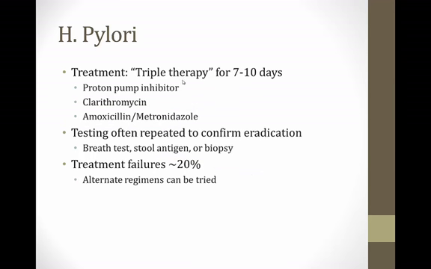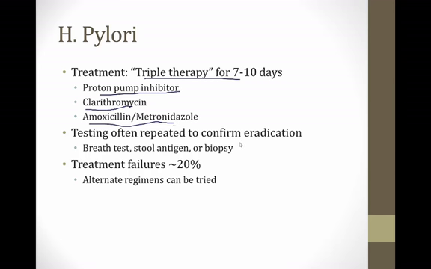The treatment for H. pylori is something called the triple therapy for about a week to 10 days. It's therapy with a proton pump inhibitor plus the antibiotic clarithromycin plus another antibiotic, either amoxicillin or metronidazole. And this has been shown to be the most effective to eradicate the bacteria and then let the ulcers heal.